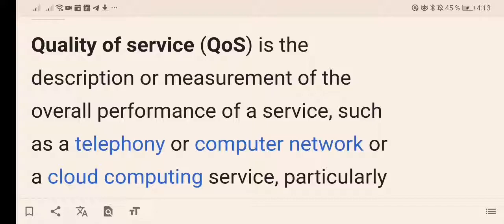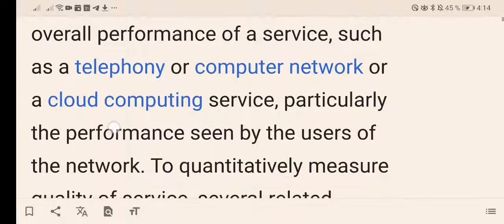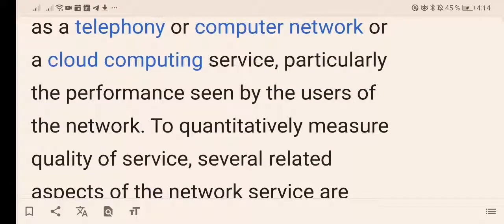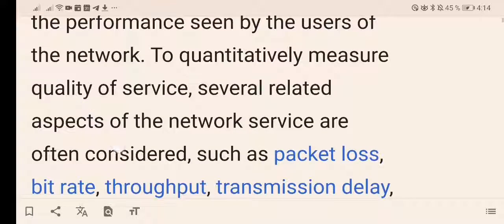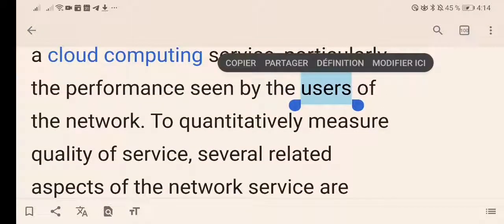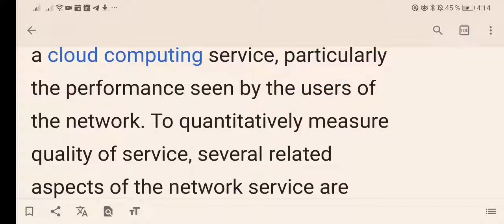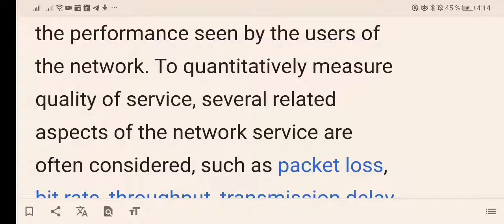It is a description or measurement of the overall performance of a service, such as telephony or computer network or a cloud computing service, particularly the performance seen by the users of the network. That's pretty important, seen by the users of the network. This is why QoS is relative to every company that utilizes it. It depends on the business needs. Basically, that's how it's technically described.